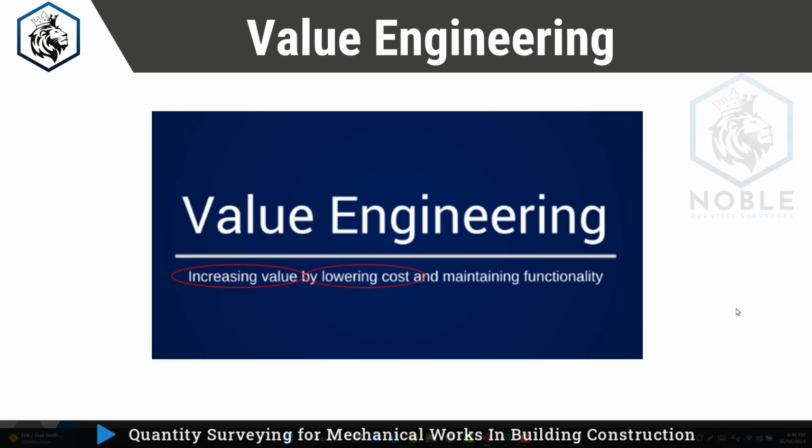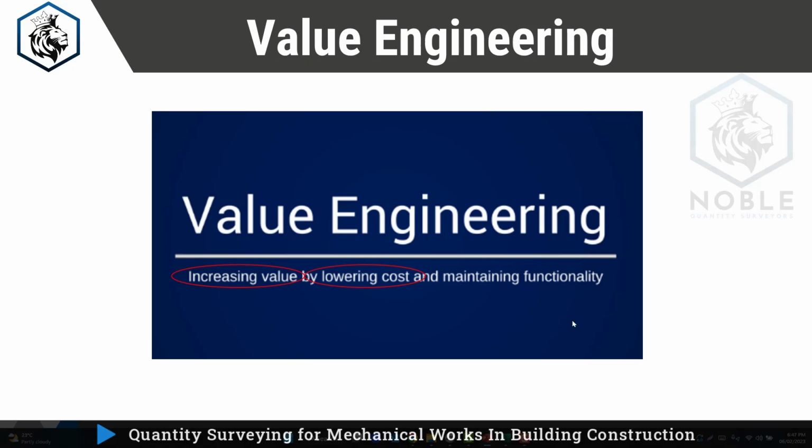The next is lowering a cost. What does it mean, lowering a cost? It means decreasing the total project value. For example, if there is a 100 million job, I need to decrease it to 90 million.